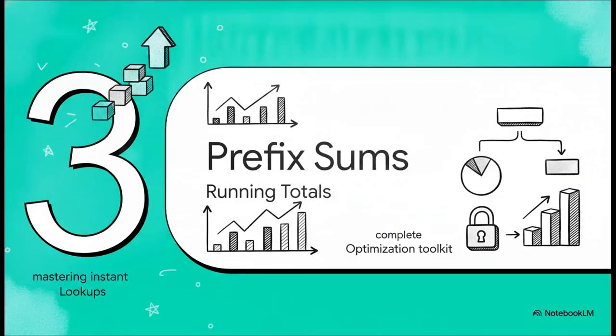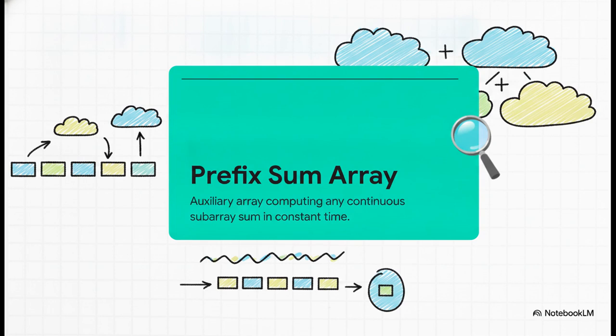All right, section 3, prefix sums. Now that we've got instant lookups down, let's introduce our second core concept to complete our toolkit. Think of a prefix sum as a running total of your array. Instead of looking at individual elements, it's an auxiliary array that allows us to compute any continuous subarray sum in constant time.